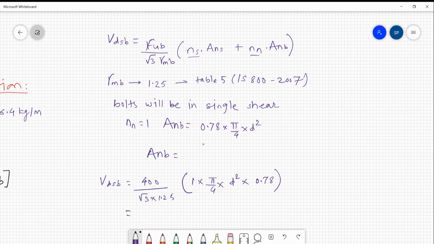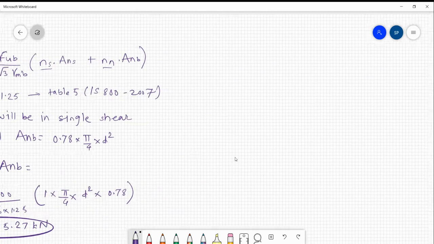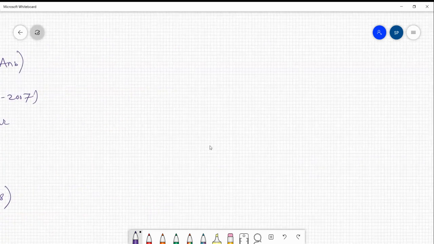Ultimately this value comes out to be 45.27 kilonewton. This is the value of VDSB, that is design shear capacity of bolt. Now once you calculate this, next you have to move on to calculate VDPB value, that is design bearing capacity of bolt. Again, this expression is available in IS 800 2007 section 10. So thereon you will have to calculate this VDPB value.